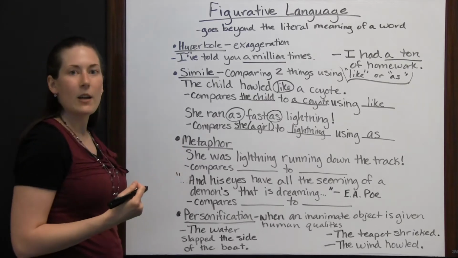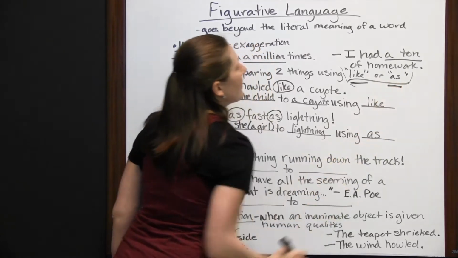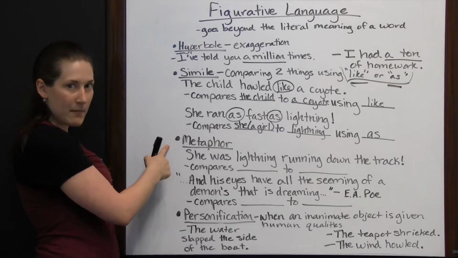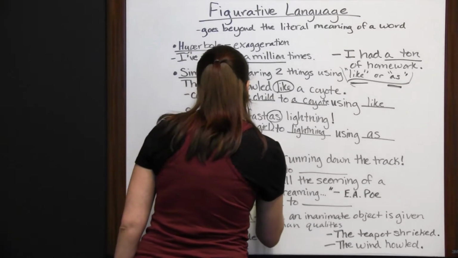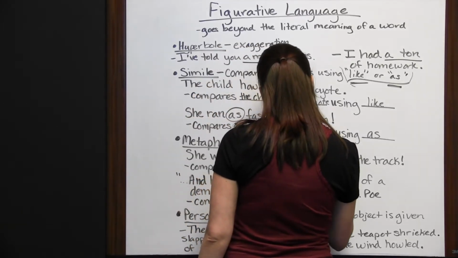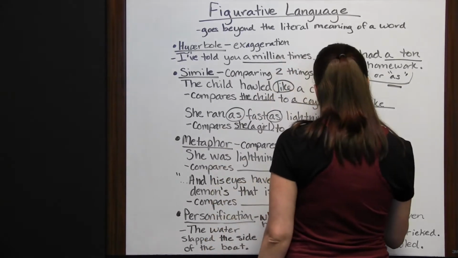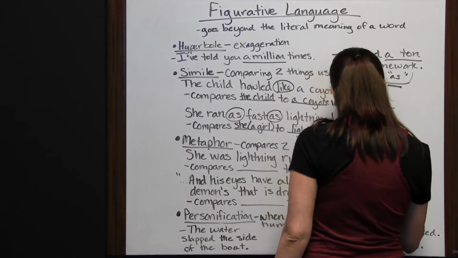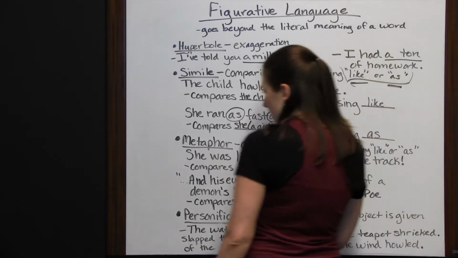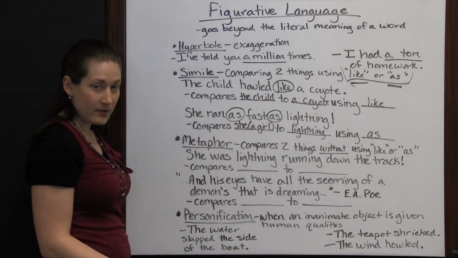So that's what a simile is, comparing two things using like or as. And again, these are the important words to look for to make it actually be a simile. It could be a metaphor, which compares two things without using like or as. And that is really the big difference between a simile and a metaphor. A simile uses like or as. A metaphor does not use like or as.